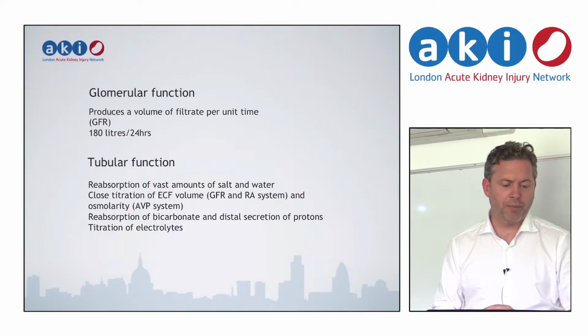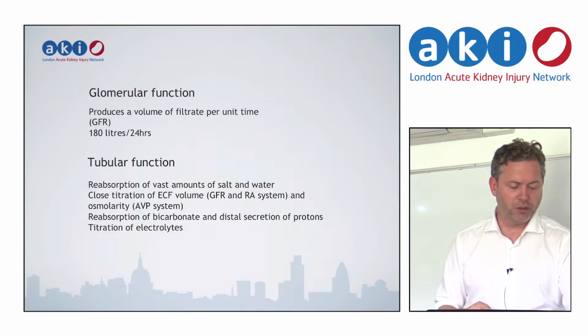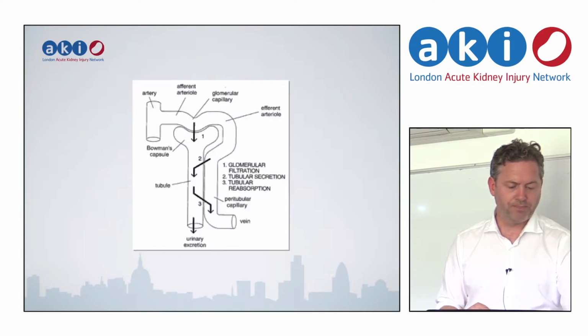So this is a fairly indiscriminate glomerular function, which is waste removal, and then tubular function is really reclaiming the things we don't want to lose in the urine and putting some stuff into the urine in a very fine-tuned way that we need to excrete.